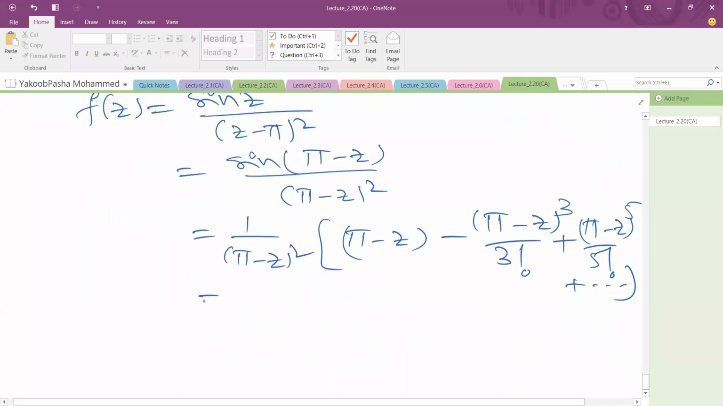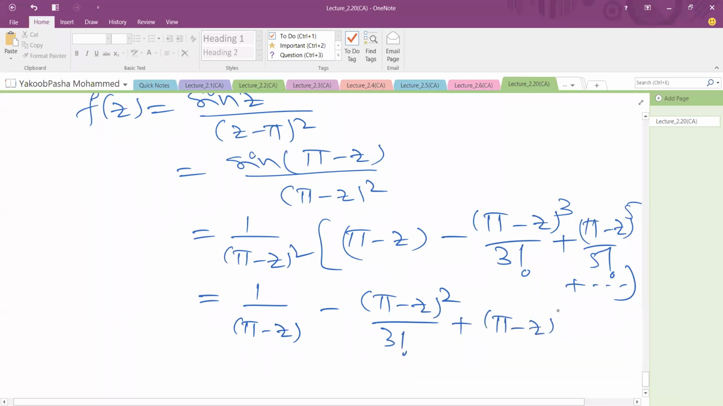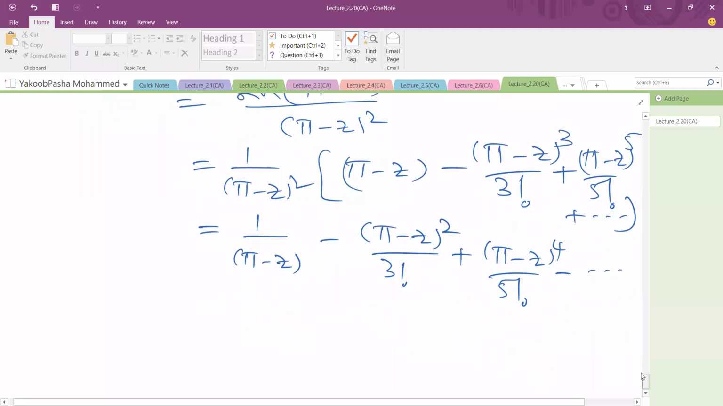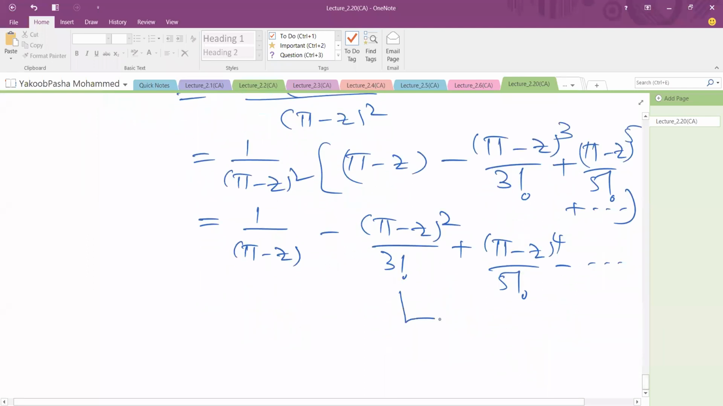So first we can write 1 by pi minus z. Okay, pi minus z whole square by 3 factorial plus pi minus z whole to the power of 4 by 5 factorial minus and so on. Okay. Yes, this is the analytic part.